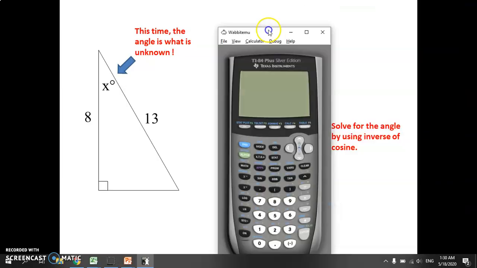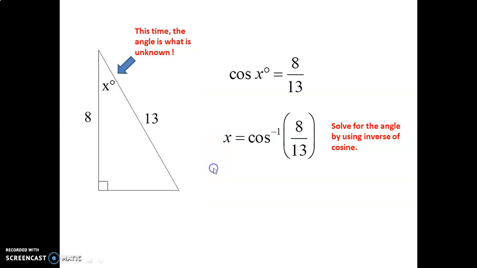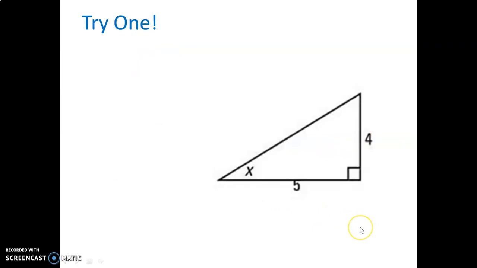Let's try. So here, instead of punching sine, cosine, or tangent, I'm going to do second and then cosine, and notice it's inverse. Then I'll do 8 divided by 13. Enter. 52 degrees. Let's check here. 52 degrees. There we are. Okay. So please try this one.